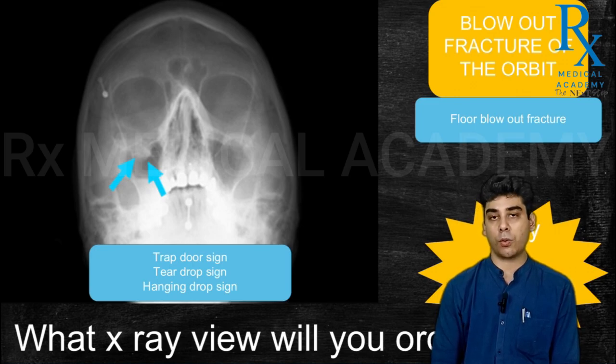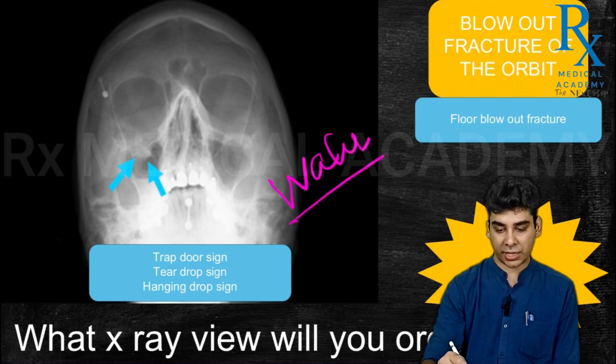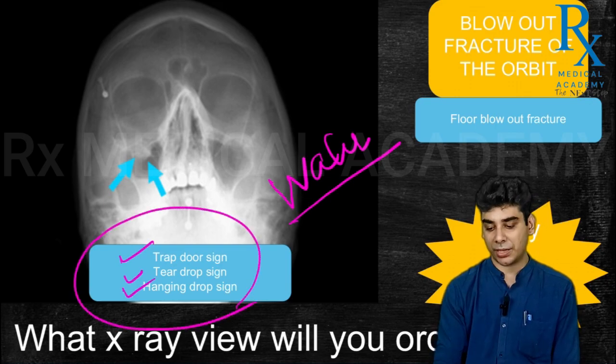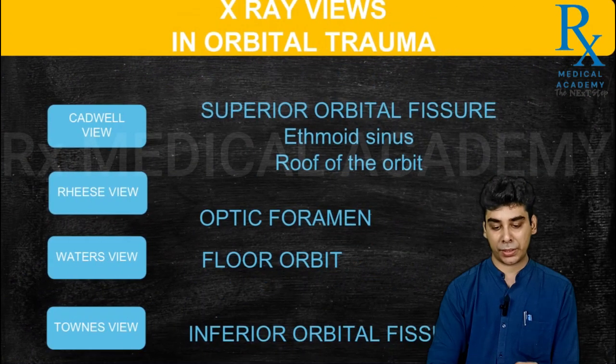अगर हमको ऑर्बिटल ब्लोआउट फ्रैक्चर देखना है, फ्लोर का फ्रैक्चर देखना है, so we have to order a Water view. वाटर व्यू में सबसे अच्छा ये फ्लोर दिखता है. इसी में आपको दिखेगा trap drop sign, hanging drop sign या tear drop sign. All these signs are synonyms, they can be used interchangeably. So water view is a view preferred for seeing orbital blowout fractures of the floor of the orbit.